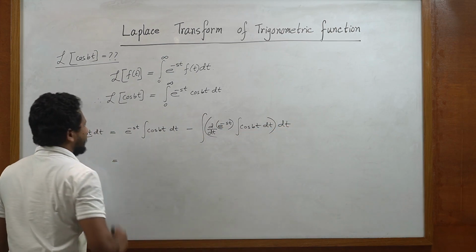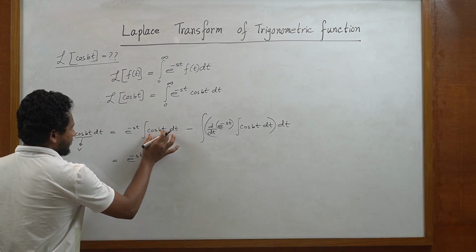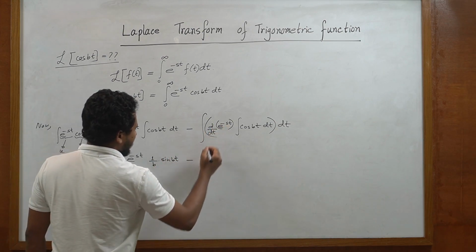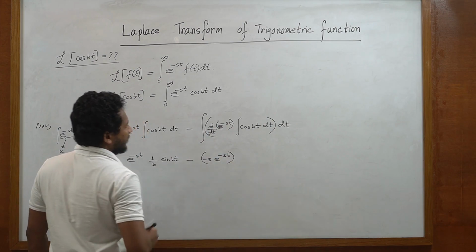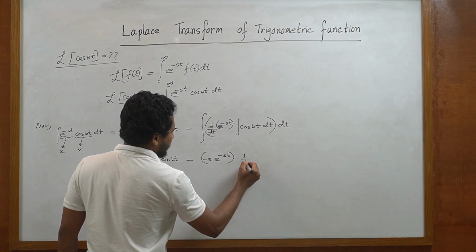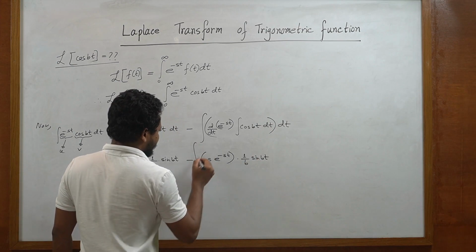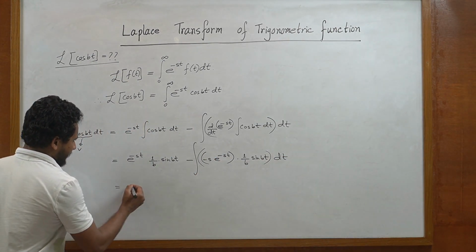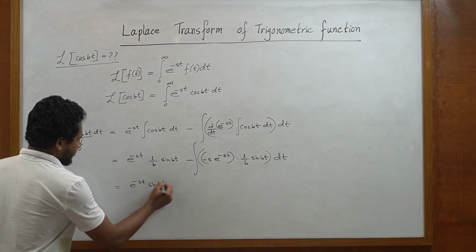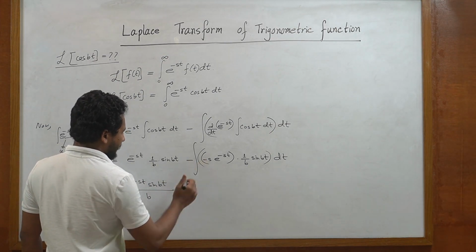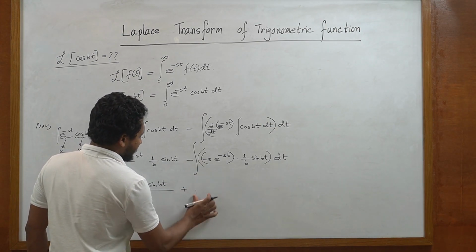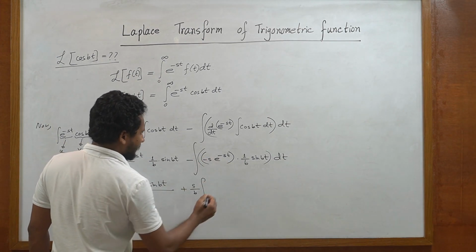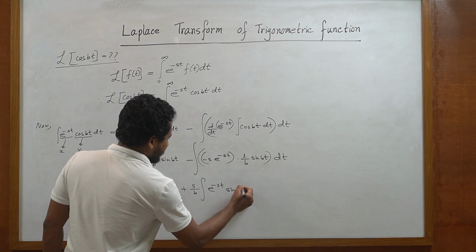Now e to the power minus st times this integration, which is 1 by b sine bt, minus minus s e to the power minus st times the integration of cosine of bt, which is 1 by b sine of bt, then the whole integral. So we will get e to the power minus st sine bt by b minus, and this minus will produce plus, integration. In fact, the constants s and b will be out of the integration. So s by b integration e to the power minus st sine bt with respect to t.